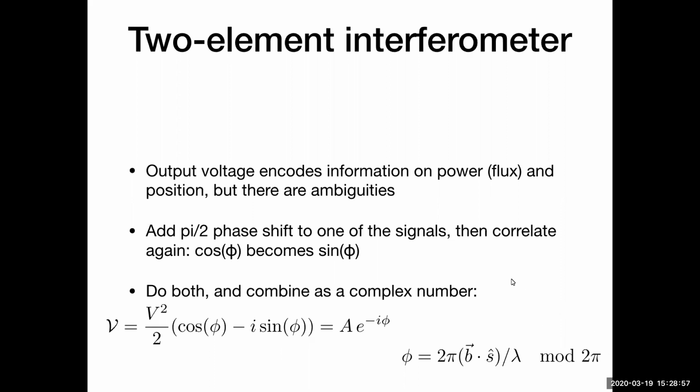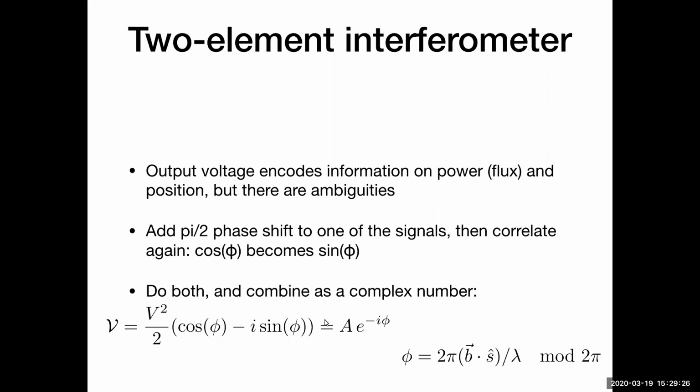And so what we can then define is this quantity that we're going to call the complex visibility, or script V, which depends again on voltage squared and these two correlations that we're computing. And so this is just a complex number with some amplitude proportional to V squared over 2 and the phase factor that we've defined. So a bit weird, but bear with me.